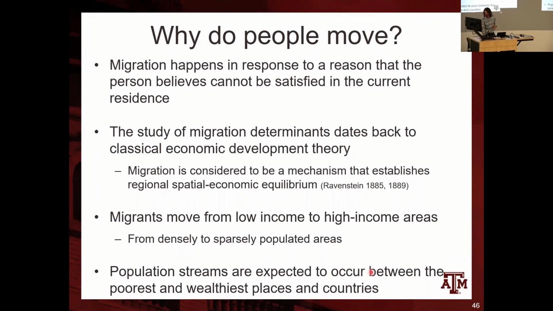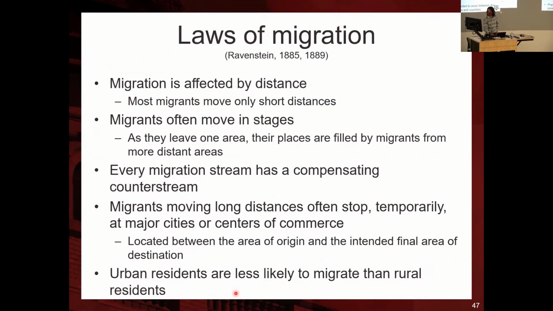Population streams are expected to happen between the poorest and wealthiest places and countries. So related to what I just talked about now, people move from low income to high income areas, in this case, from the poorest to the wealthiest places, from the poorest to the wealthiest countries. And Ravenstein developed these different laws of migration. He talked about that back in 1885 and 89, and it's still being used by current studies in migration.